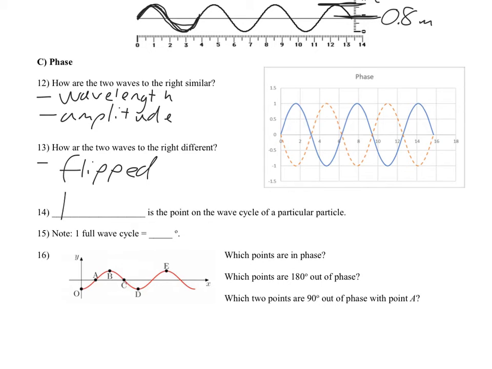So phase is the point in the wave cycle of a particular particle. If you think back to your classes, like your math classes, one full wave cycle is 360 degrees or 2 pi. In this class, we're going to use degrees, so we're going to say 360 degrees.